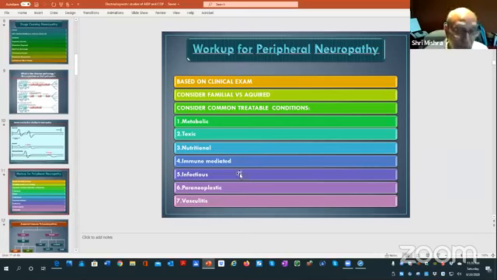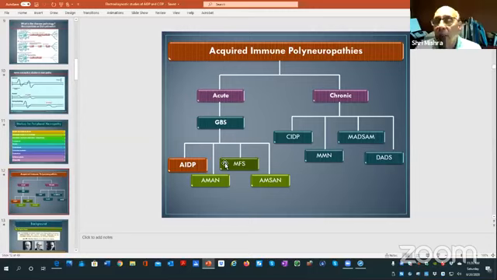Paraneoplastic and the vasculitis. I'm going to talk about immune mediated. That's my topic today. So here, I want you to understand the acquired immune polyneuropathy, where we have acute and chronic. The acute, which might be demyelinating, is Guillain-Barré syndrome, and here I'll talk more about it. The MMN is another form, which is called the Chinese form of Guillain-Barré, seen more, as it started in China, and this one has decreased amplitude.